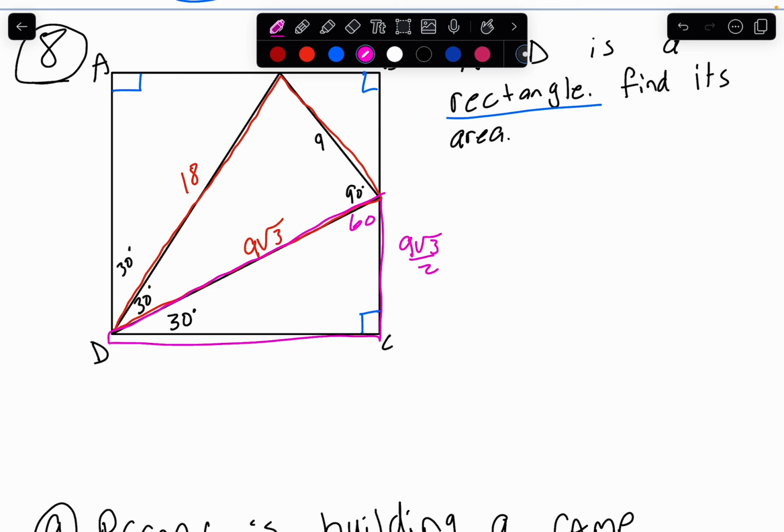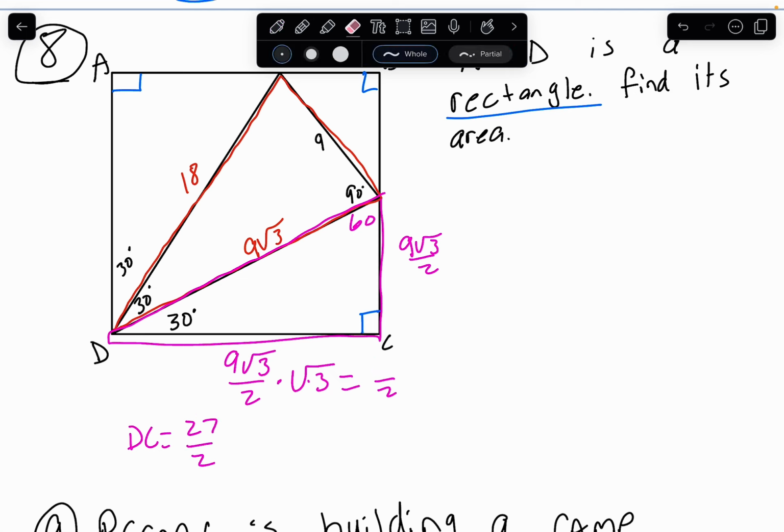The long leg equals the short leg times root 3. So 9 root 3 over 2 times root 3. Well, root 3 times root 3 is 3. Times 9 would be 27 over 2. So this side, DC, equals 27 over 2. All right, so we got one side of the rectangle, 27 over 2.